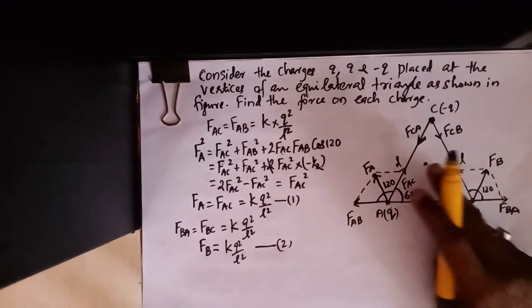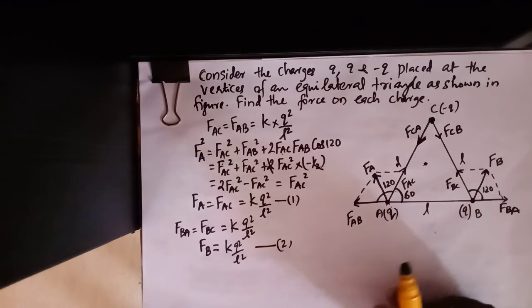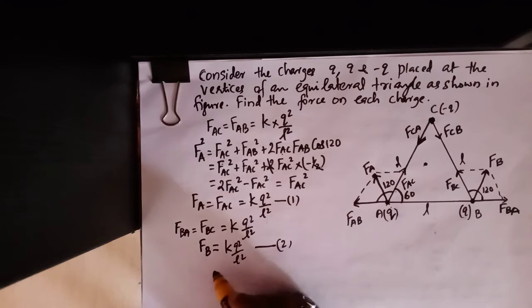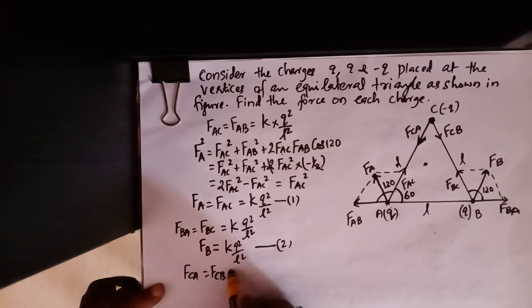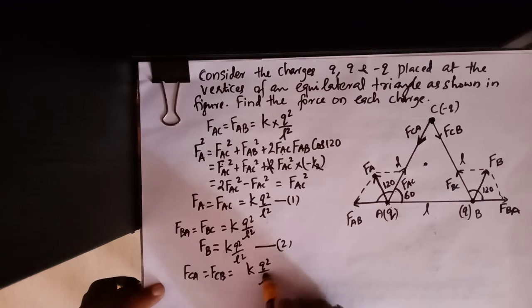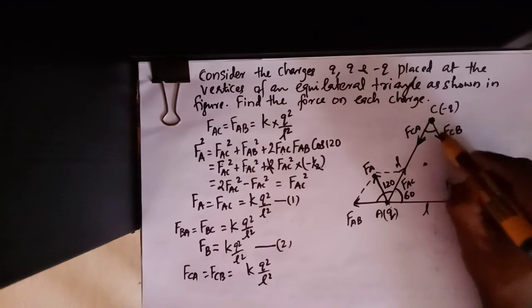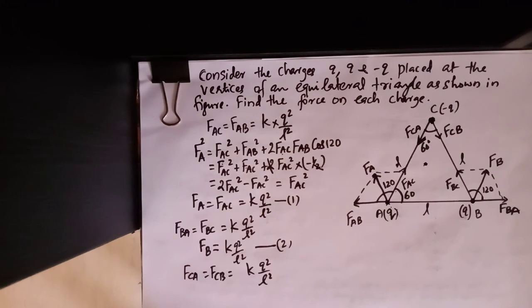Okay. Now what about the magnitude of Fca and Fcb? The magnitude will be the same between these two charges. We can say Fca is equal to Fcb. What is the value? K into Q square by L square. No problem. Now we need to find the resultant. What is the angle between these two vectors? It will be 60 degrees, since it is an equilateral triangle.